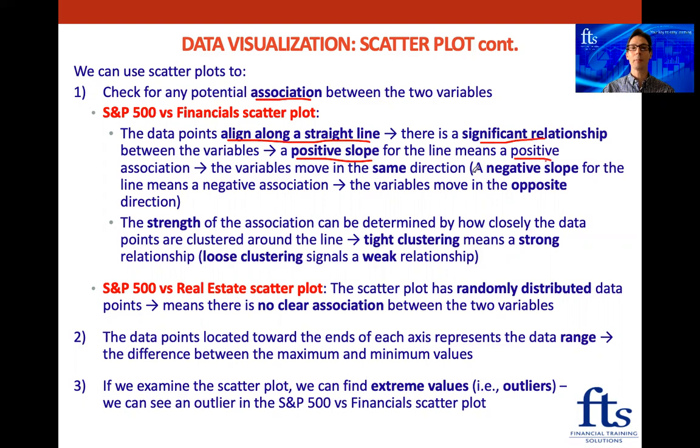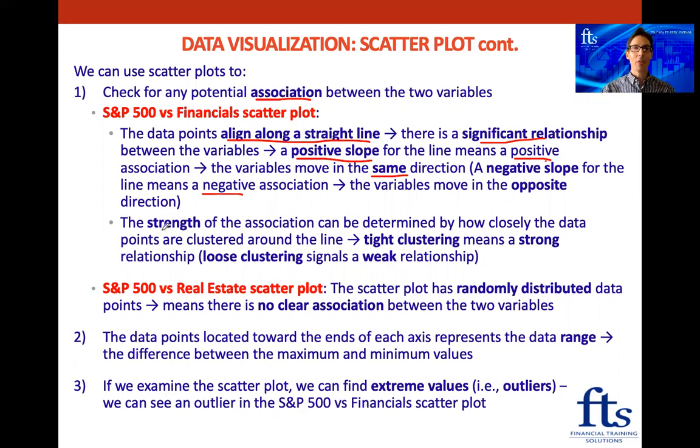So what does that mean? It means the variables move in the same direction, like we saw. When the S&P 500 was doing well, the financials were doing well. When the S&P 500 was doing badly, the financials were doing badly. If we had a negative slope, that would mean a negative association, and there the variables would move in opposite directions. We are going to come back to scatter plots in a few classes' time, so we will be revisiting this then.